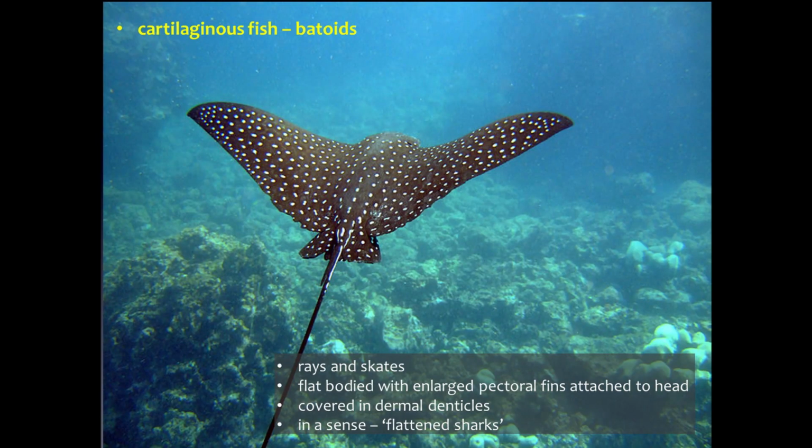We also have the batoids. This is another type of cartilaginous fish. These include the rays and the skates, so they're like the manta rays, the stingrays. And what we see here is they're typically very flat-bodied, and their pectoral fins have become very, very large. They kind of dominate the body plan, and they're attached directly to the head of this particular type of fish.